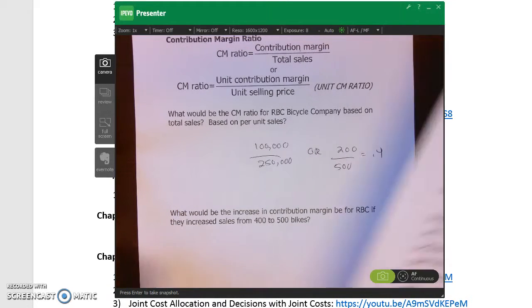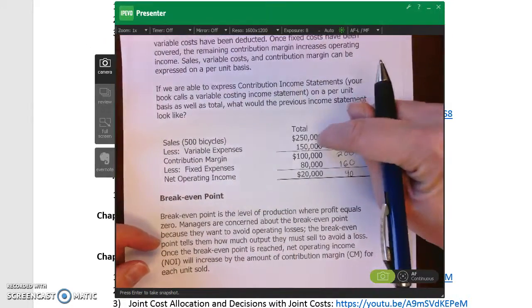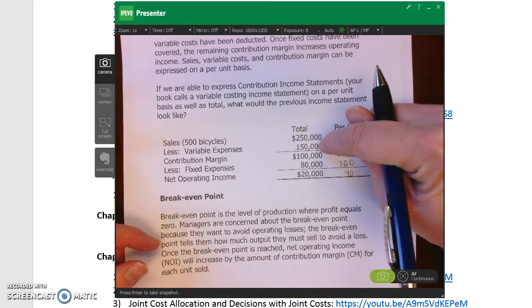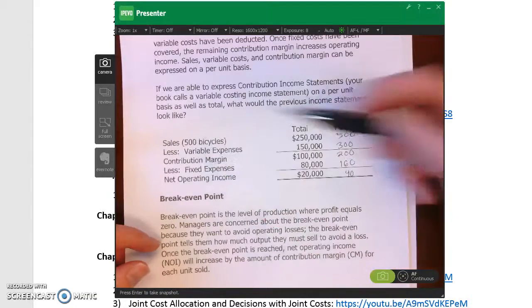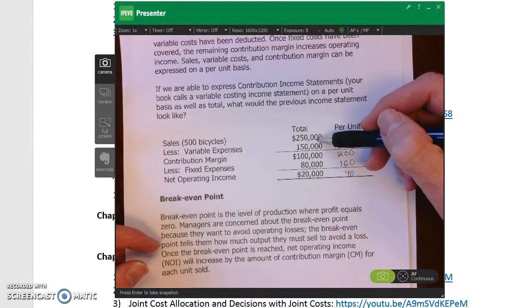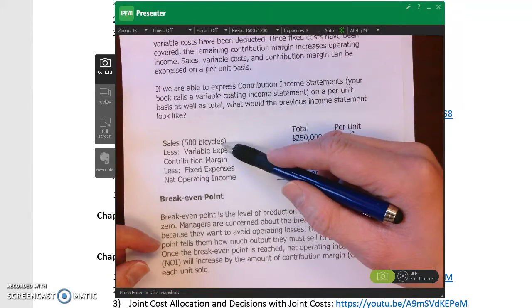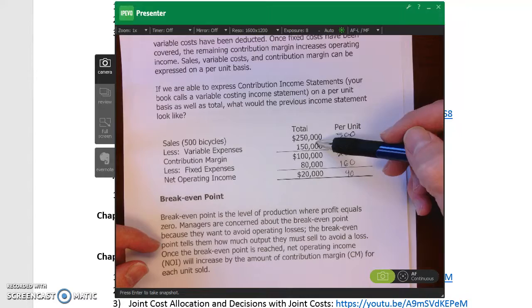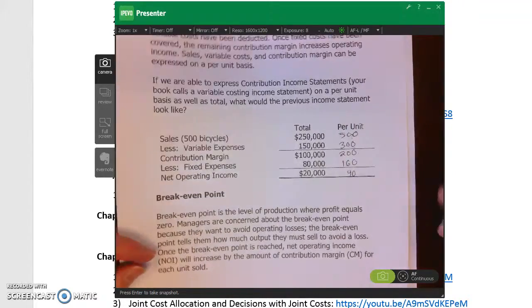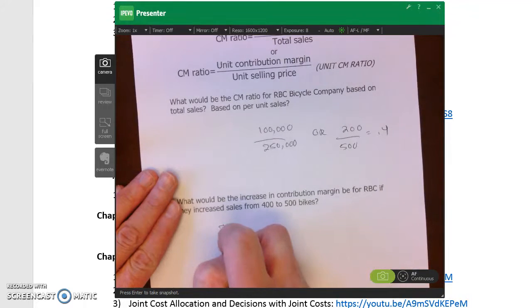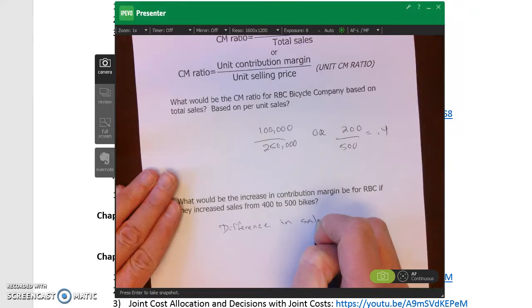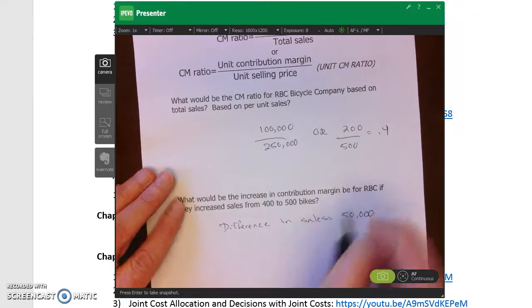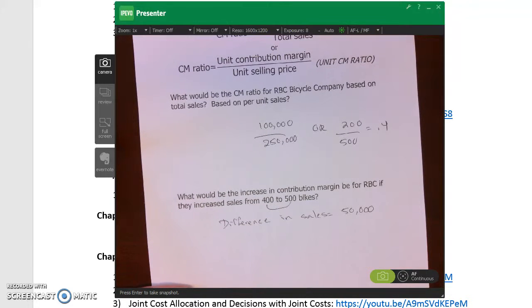So if we looked over here, remember, how much would be total sales at 400 bikes, which is break even? Well, the number would be $200,000, right? Because we would have 400 bikes times $500 per bike would give us $200,000. What's our total sales at 500 bikes? It's $250,000. So the difference in sales equals $50,000. As I move from 400 to 500 bikes, I have an extra $50,000 in sales.